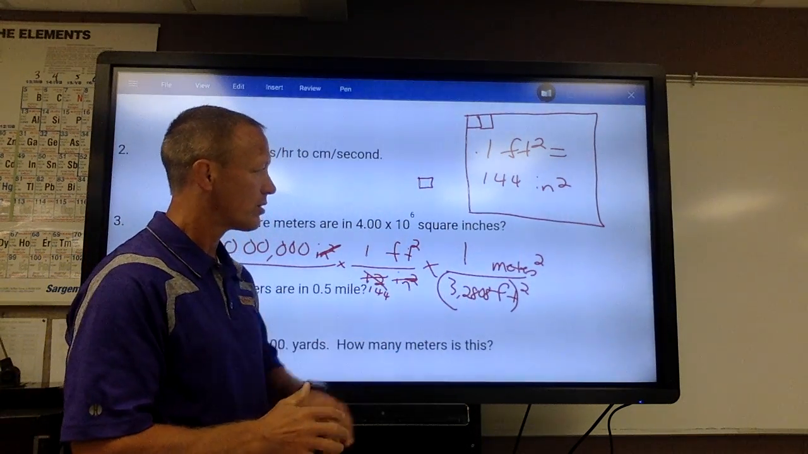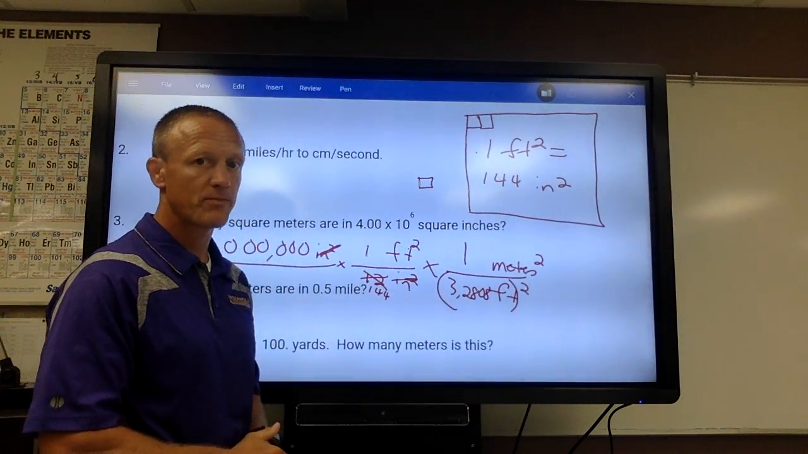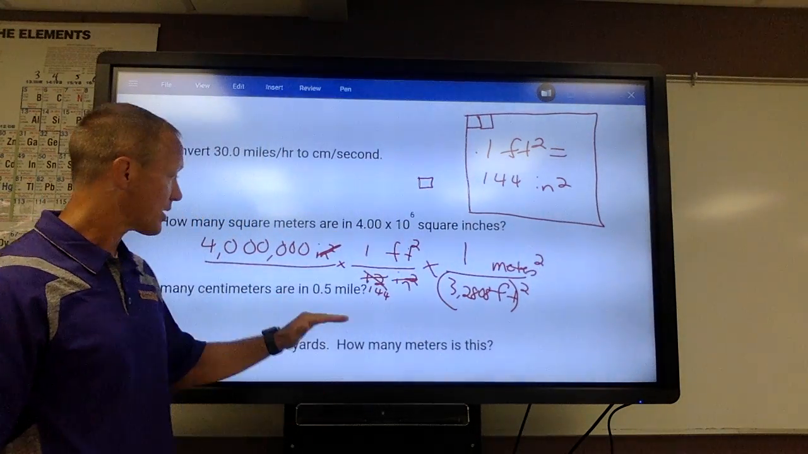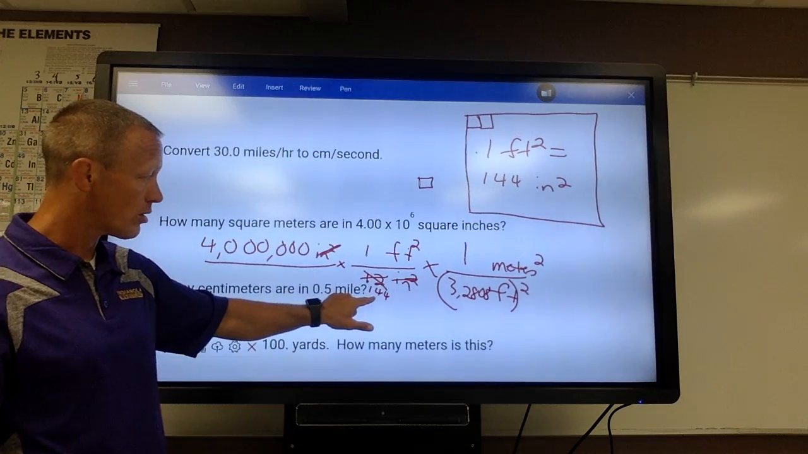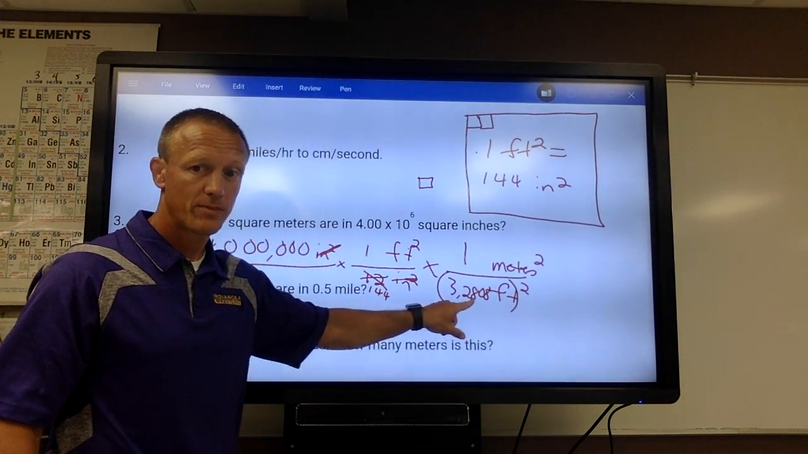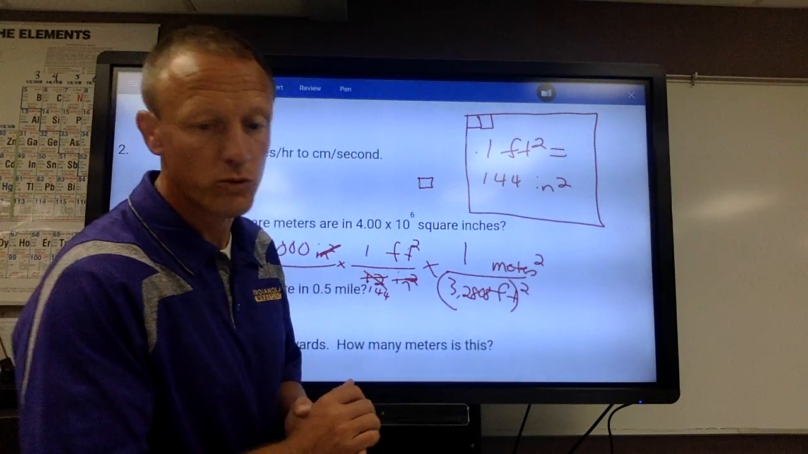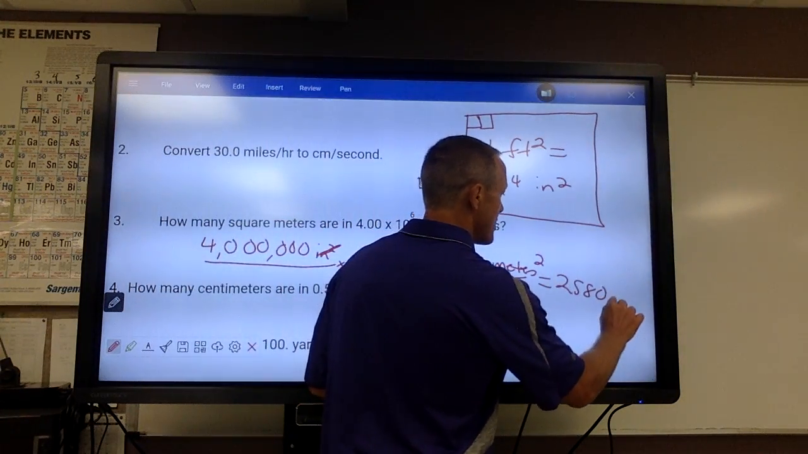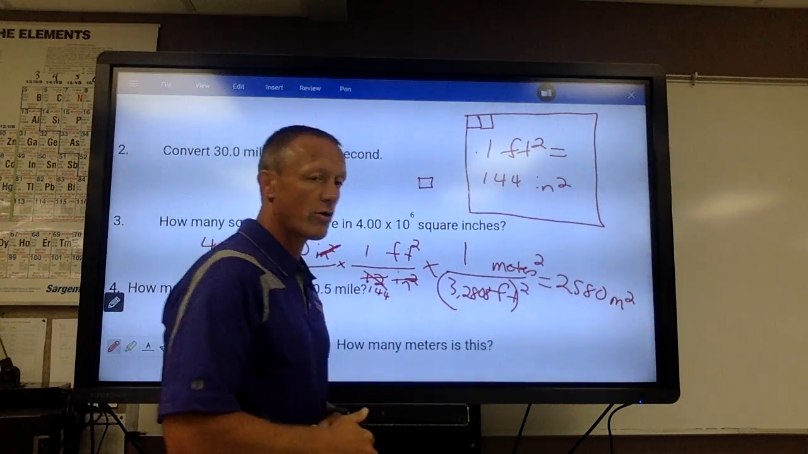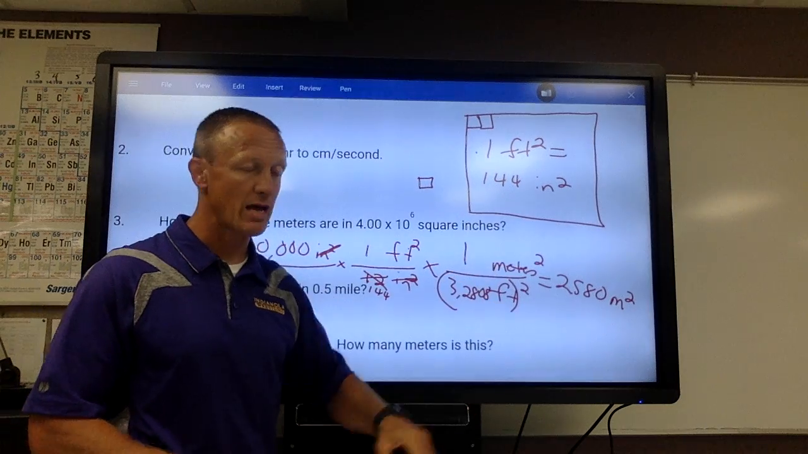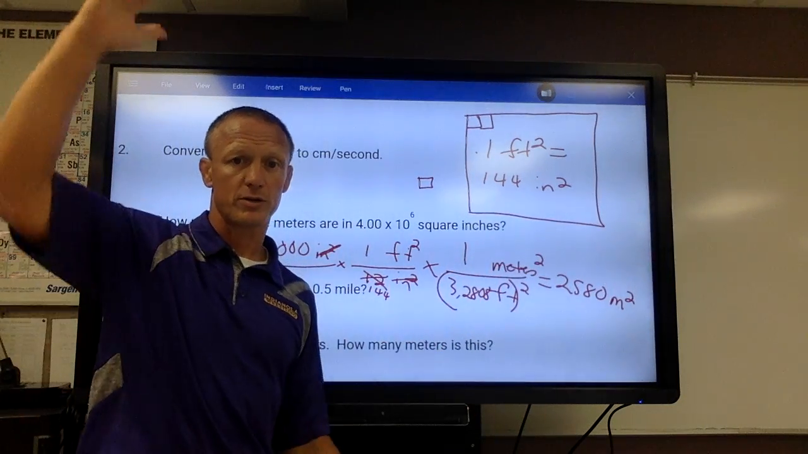I don't have that on here, but it's 10 point something. Obviously, the 1 is still that. Take your 4 million, multiply by 1, divide by 144, and divide by 3.2808 squared. Your answer there is about 2,580 square meters. 4 million square inches is 2,580 square meters.